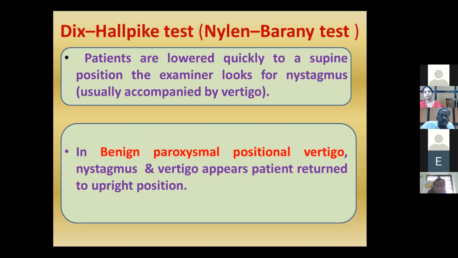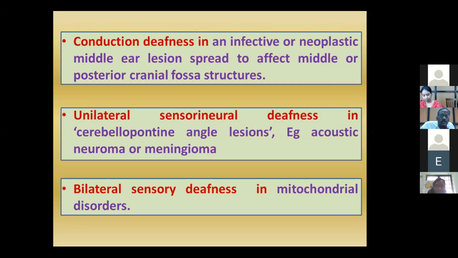Next, conduction deafness in case of infection. Unilateral sensorineural deafness will be there in cerebellopontine angle lesions, in case of acoustic neuroma. Next, bilateral sensory deafness in case of mitochondrial disorders.